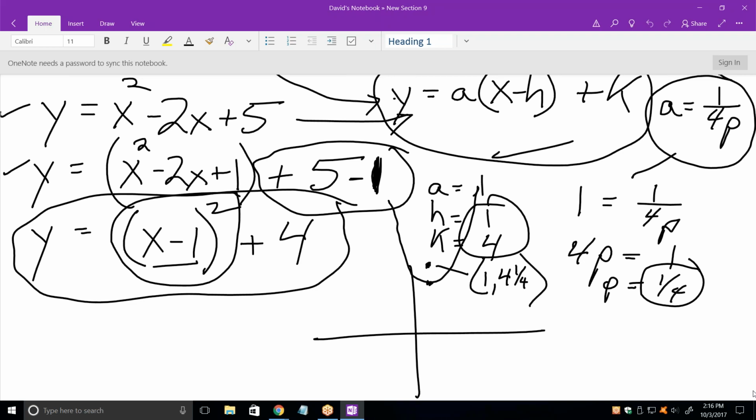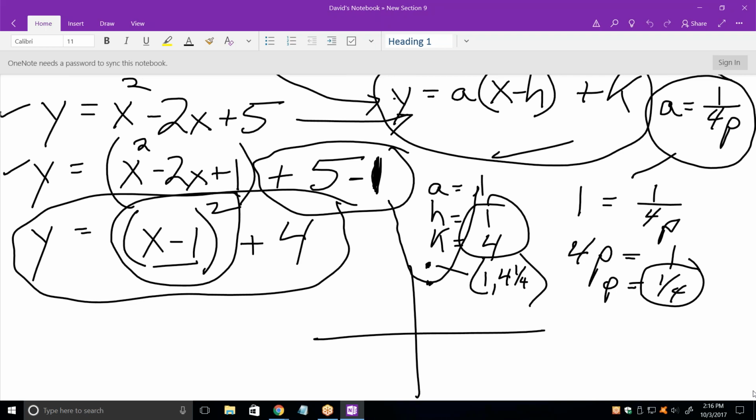If I was building a dish to collect signals off of a satellite in the sky, I would put the receiver 1/4 of a foot from the vertex up vertically. And that's where all of the signals would be focused on. In other words, the true value of parabolas really comes in conic sections. We have a lot of things in life that depend on this reflective property of a parabola. It's the way all telescopes are built.